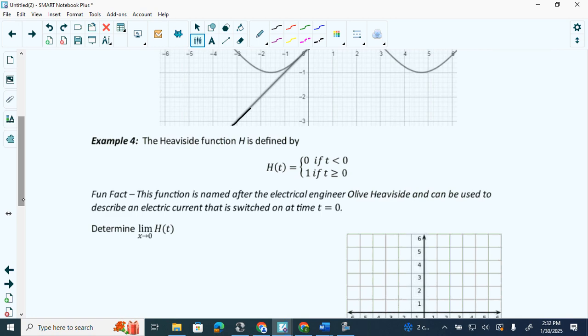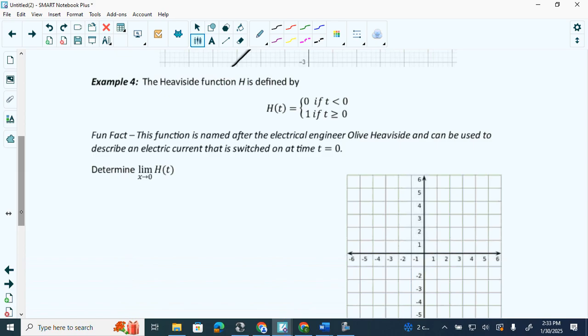Okay? So, we want to determine the limit as t approaches 0 of h of t. So we have to draw this. You guys have done piecewise functions. We've done a few of them. This one says when t is less than 0, it follows the equation y equals 0, technically. And y equals 0 is the x-axis, right? So from 0 and less, it follows 0, which makes sense. Before you flip on the switch, there's no current, which is 0. So we have an open dot here, and then it goes this way.